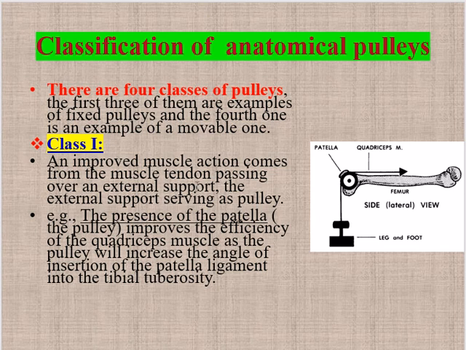Class 1. An improved muscle action comes from the muscle tendon passing over an external support, the external support serving as the pulley. For example, the presence of the patella here improves the efficiency of the quadriceps muscle, as the pulley will increase the angle of insertion of the patellar ligament into the tibial tuberosity. So this is a typical class 1 pulley.